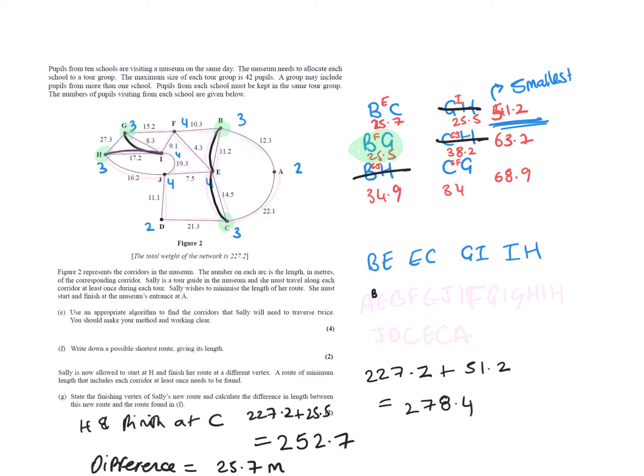So guys, when we read this question, it says, for G, state the finishing vertex, so start at H and finish at C. Have I stated where I'm finishing? Yes. Calculate the difference in length between this new route and the route found in F. Well, the route found in F was 278.4. This new route is 252.7. I've taken them away and I've got 25.7. Remember, read the question. Just to make this clear, we're finishing at C because we need H to be odd. We need another one to be odd. If B and G is the smallest, C has to be the one I'm going to finish at that we're going to keep odd. Okay? Perfect.